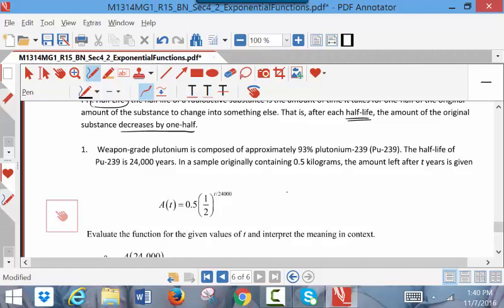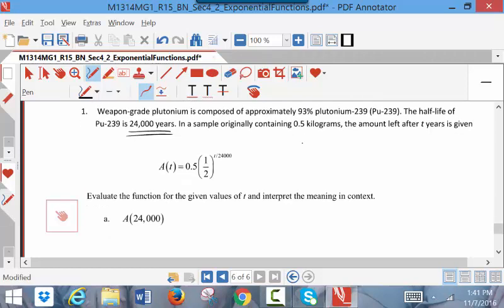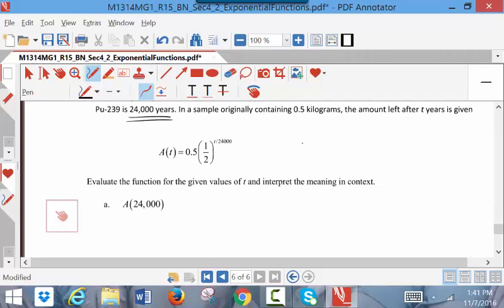And so here comes an equation, and this one just has your exponential function in it. It talks about plutonium. It says weapon-grade plutonium is composed of approximately 93% plutonium-239. The half-life is 24,000 years. In a sample originally containing 0.5 kilograms, here's your equation. Evaluate the function for the given values and interpret the meaning of it. So A of 24,000, your T would be 24,000. So this would be 0.5, a half, and this would be 24,000 over 24,000 because your T is the numerator in this application. So this becomes 0.5 times a half, which is 0.25 or 1/4.